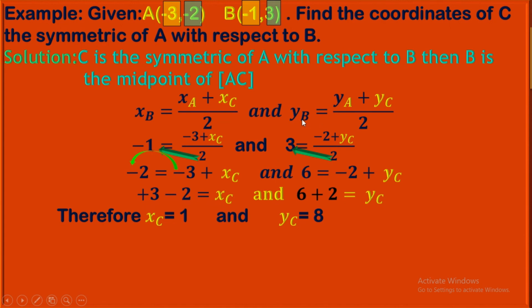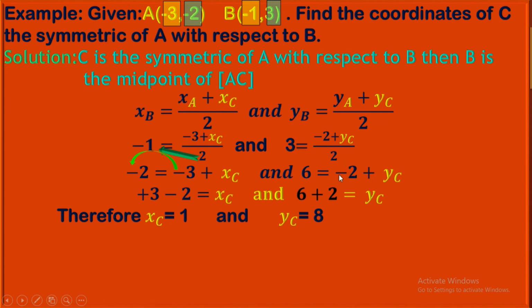The same here, YB equals (YA plus YC) over 2. We have YA is minus 2. We replace it. YB is 3. We just replace it. YC, we don't know its value. We just copy it the same. Now 2 times 3, isn't it 6? We move it in fraction, the denominator here it means we have divided by. When we move it to the other side, it will be times. 2 times 3, 6, equal, we drop it, minus 2 plus YC, we just copy it.